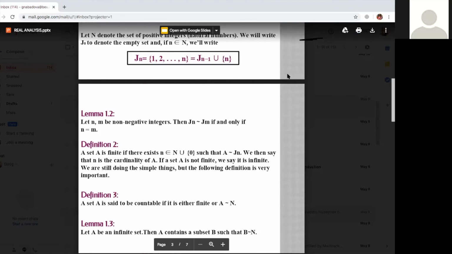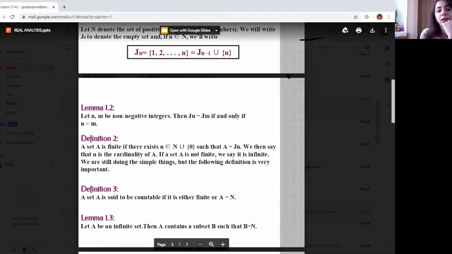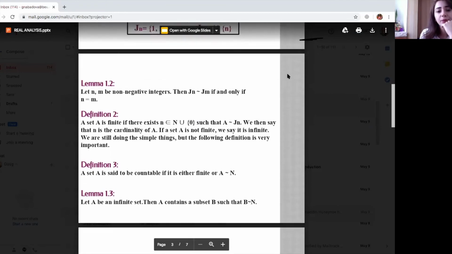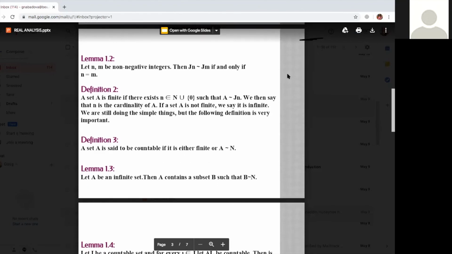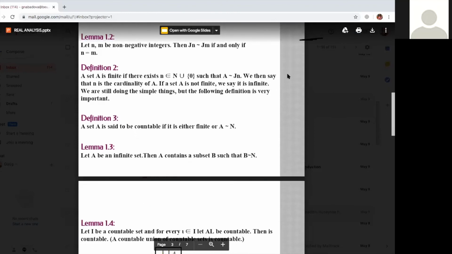We will write G0 to denote the empty set, and if n is a natural number, we will write this formally. Next lemma. Let n and m be non-negative integers, then Gn ~ Gm if and only if n equals m. Next definition, a set A is finite if there exists n.